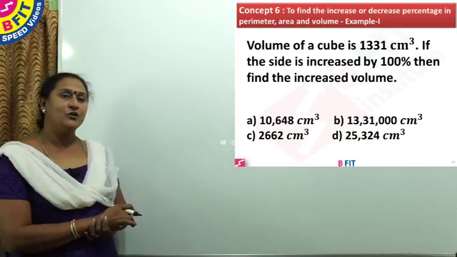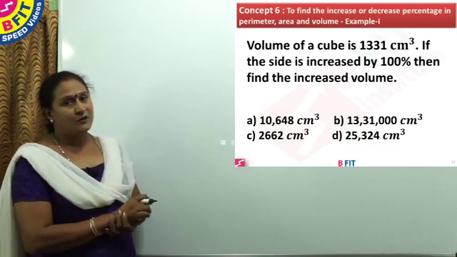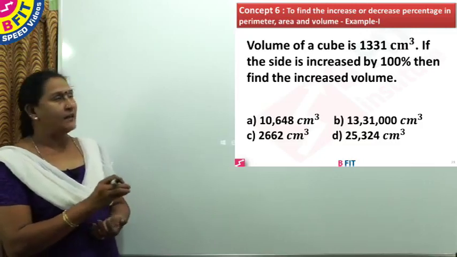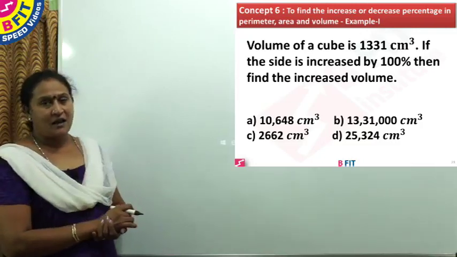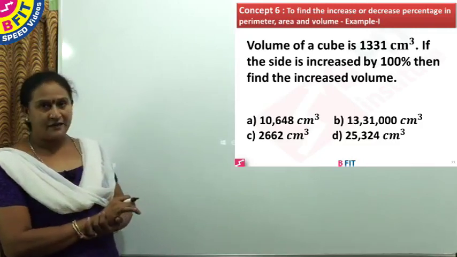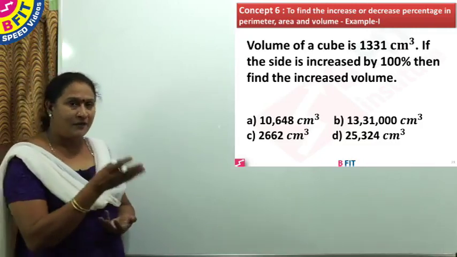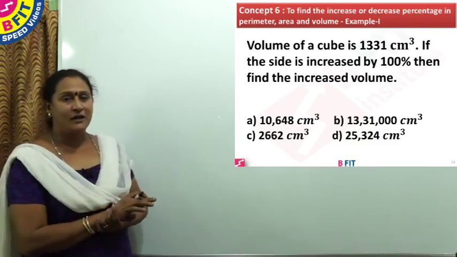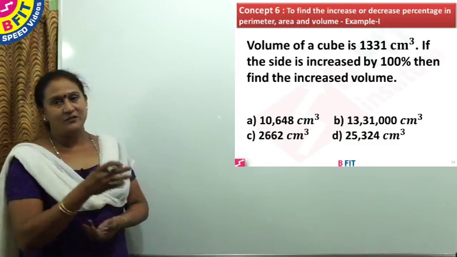So if the side of the cube is A, what is the volume of the cube? It is A cube. So now equating A cube to 1331 and finding the side of the cube, and then doubling that and then finding the increased volume. So instead of doing all that, we can use the value which is given.